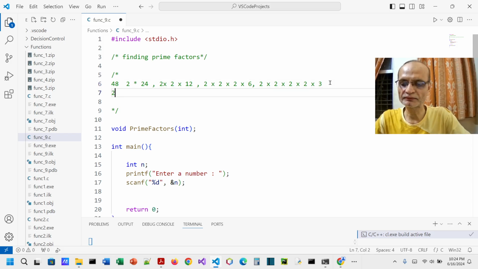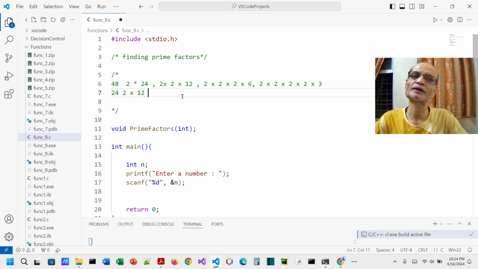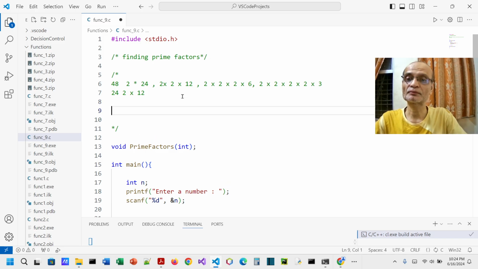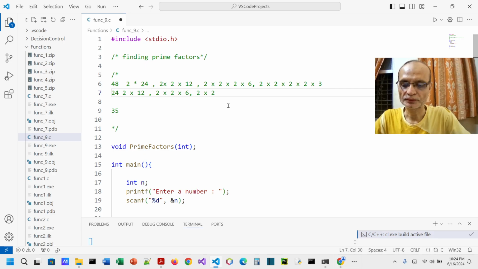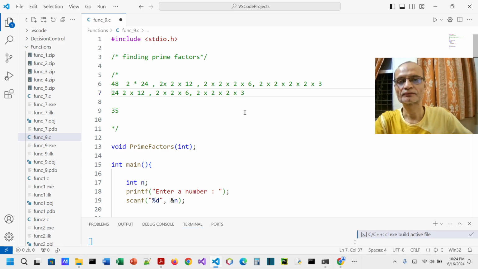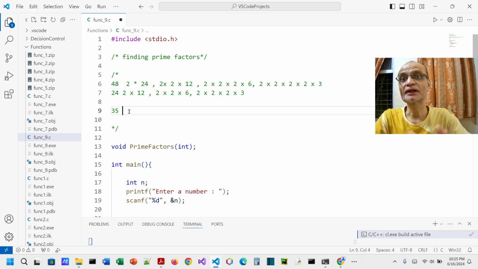Similarly, if somebody gives me an input of 24, then I will have 2 into 12. Then from there onwards 2 into 2 into 6, and then 6 once again will be broken into 2 into 3. So let me write this completely: 2 into 2 into 2 into 3. So that is 24. Now suppose you get a number like 35.